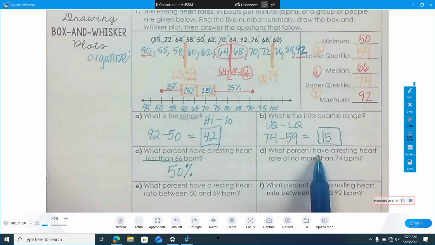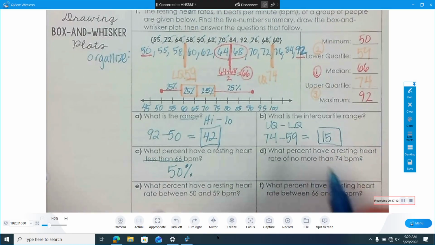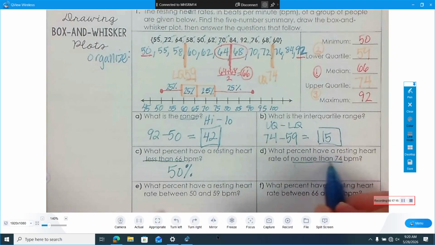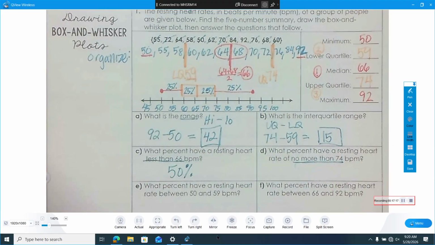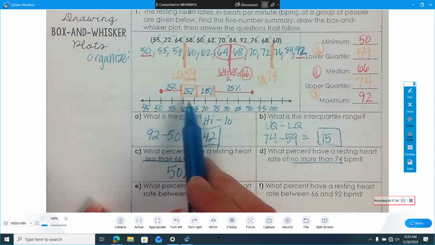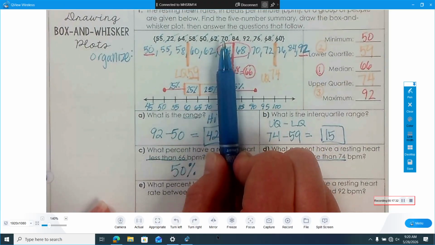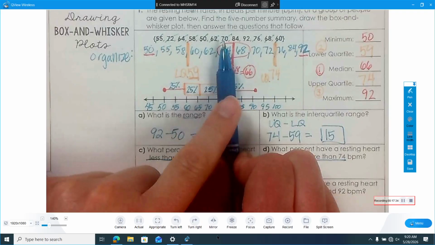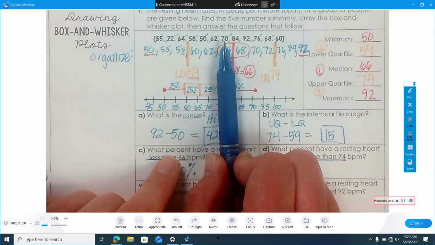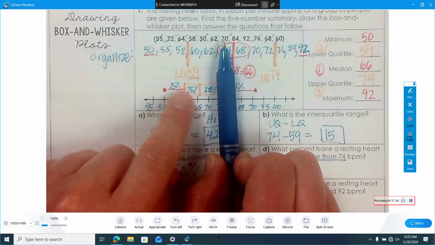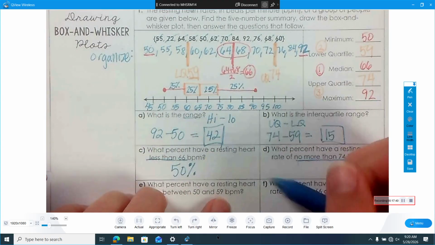All right. What percent have a resting heart rate of no more than, what does that mean? No more than 74? 74 or less. So nothing bigger than 74, but everything lower is good. Well, where's 74 on my box and whisker? Yeah, the right side of the box. So who has less than 74? 75%. 25, 25, and 25 is 75%.